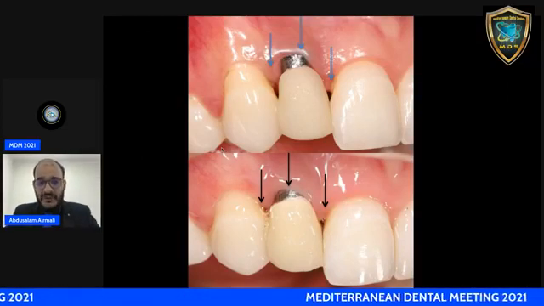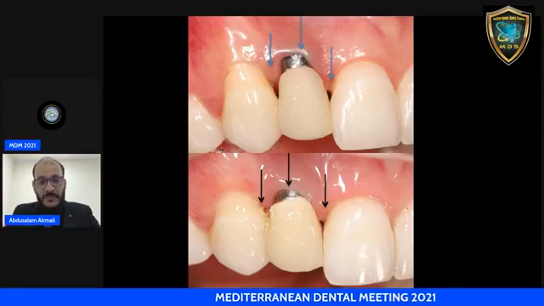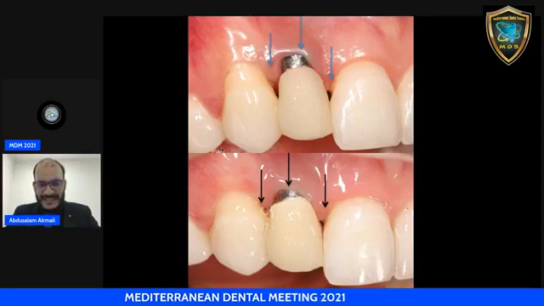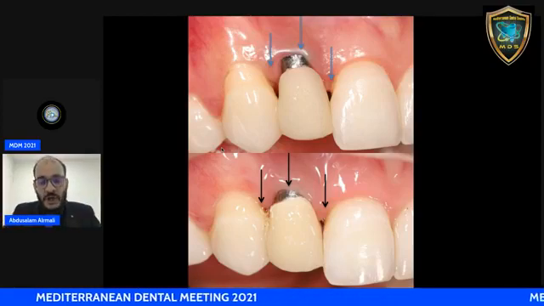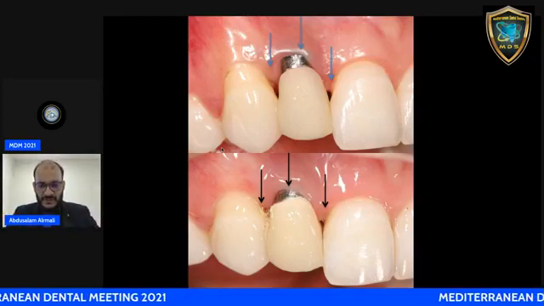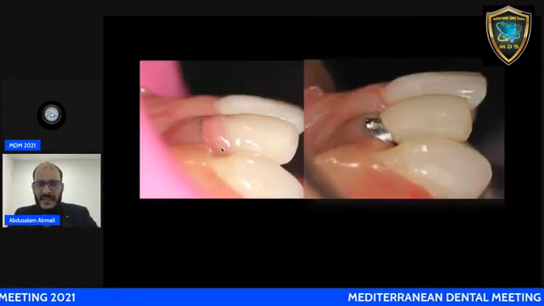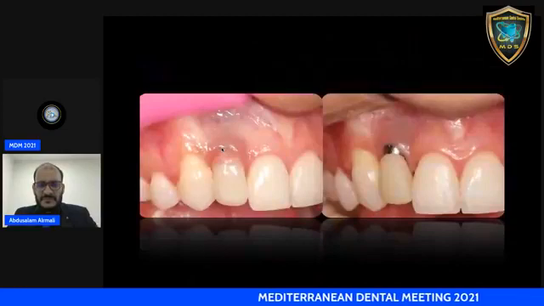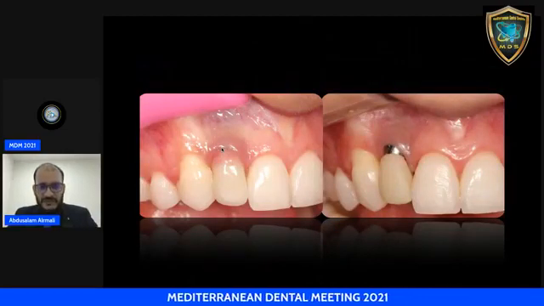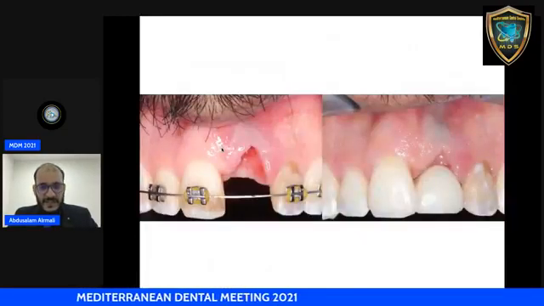And you can see after 2 months, the improvement of the interdental papilla, mesial and distal, and the improvement of the marginal gingiva. This is the same case before and after.